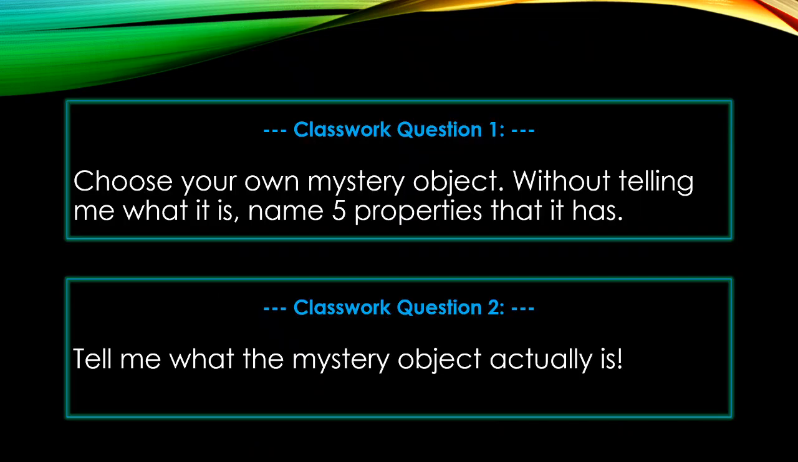Alright, that brings us to our classwork questions for today, and we actually have 2 of them at the same time. So here's what you're going to do. Classwork question 1 is to choose your own mystery object, and without telling me what it is, name 5 properties that it has. Classwork question 2 is then just to tell me what the mystery object is.